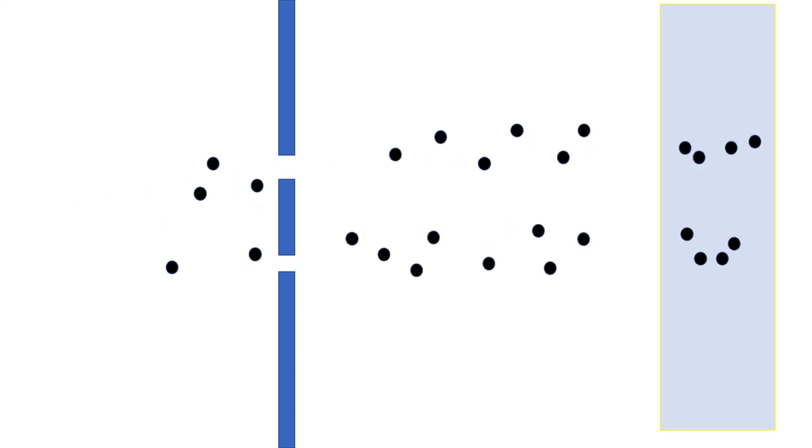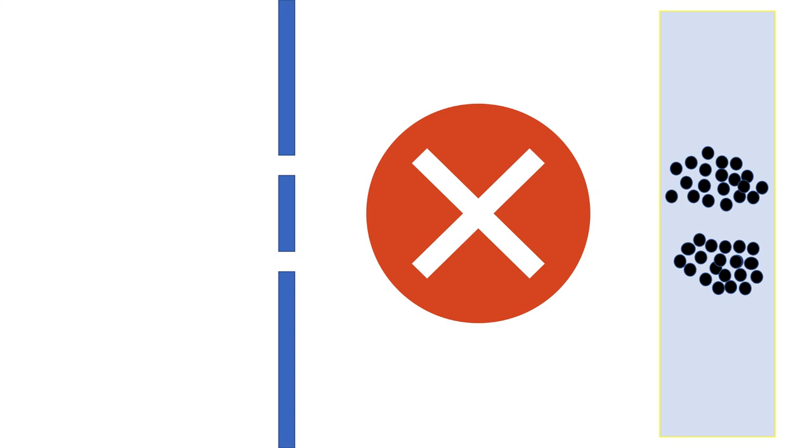If light behaved like a particle, then the experiment would go as follows. There would be two strips of light, and that is all. But this is not what happened. Instead, the photons are spread across the detector. Now, how is this possible?